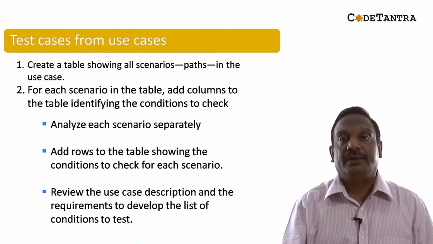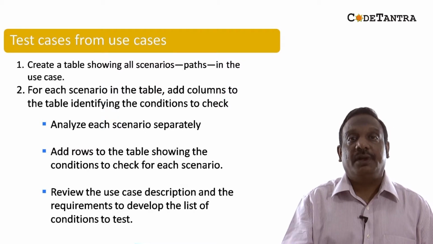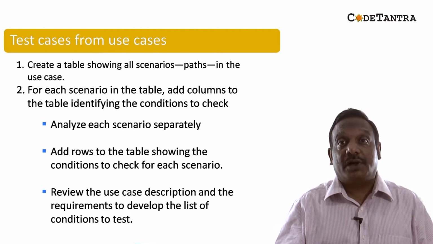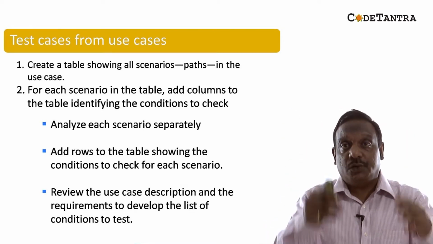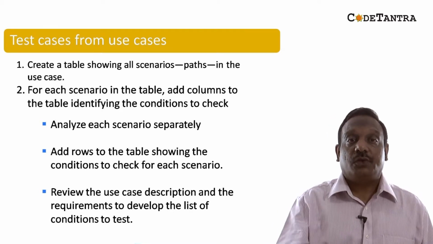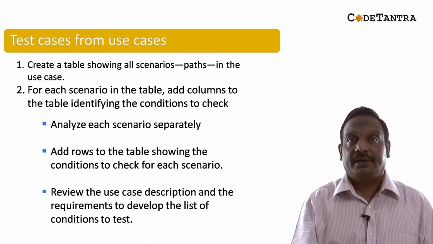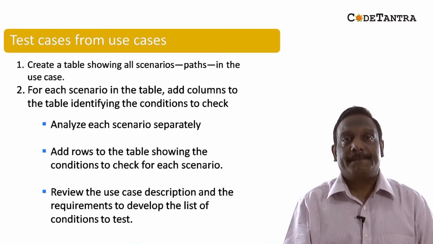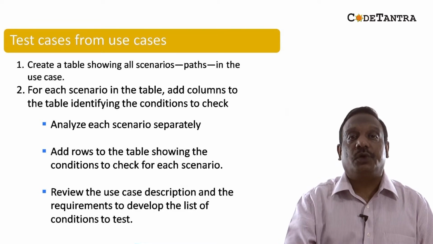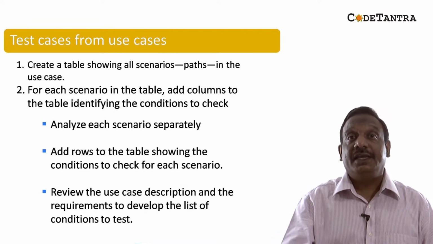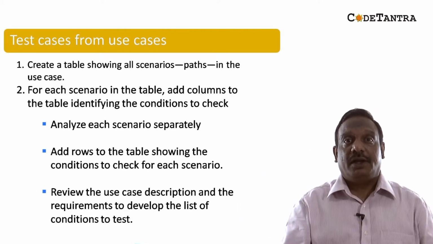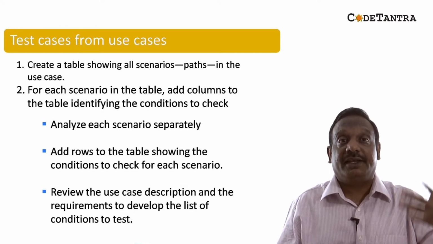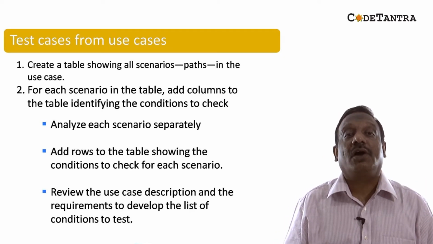For each scenario in the table, add columns to the table identifying the conditions to check. Now you are trying to concretize your flows and scenarios, making them into test cases. So analyze each scenario separately, all the 8 of them. First you take one scenario, analyze it very carefully, then add rows to the table showing the conditions to check for each scenario. So for that scenario, let us say we have taken an unfulfilled prerequisite, that is alternate flow 3. We talked about it.